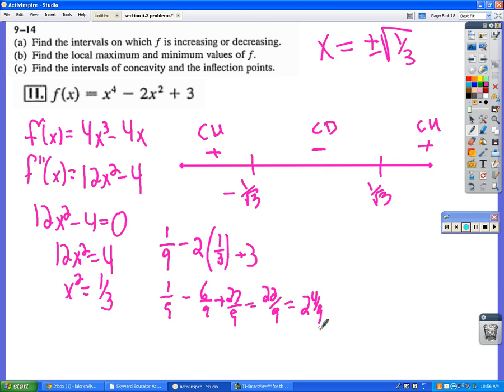Right, so one point of inflection is going to be at negative 1/√3, 2 and 4/9. And the other one by symmetry, because both of these are even powers, it's going to come out to be the same thing. So the other one is 1/√3, 2 and 4/9. So those are my 2 points of inflection. Okay?